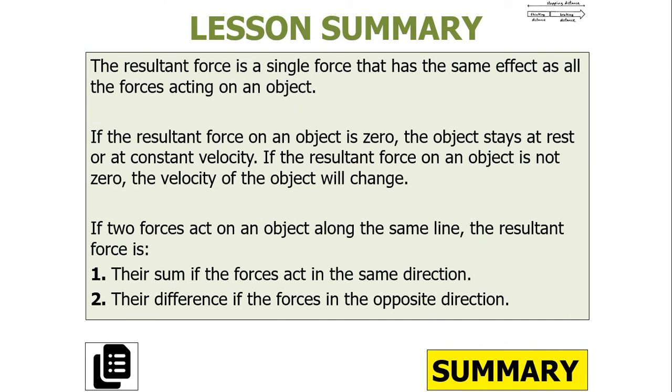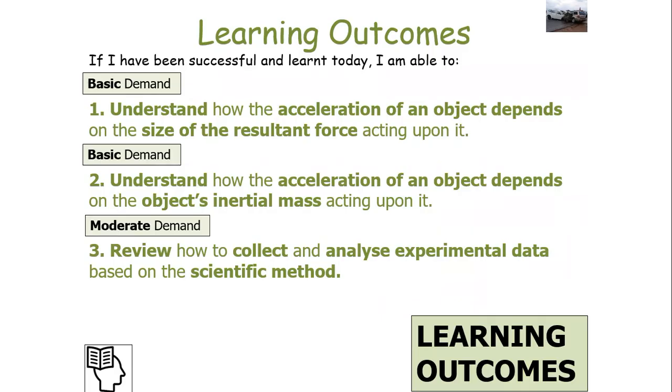Now, what have we learned in this particular lesson? That the resultant force is a single force that has the same effect as all forces acting on the object. If the resultant force on an object is 0, the object stays at rest or at constant velocity. If the resultant force on an object is not 0, the velocity will change. And if there are two forces acting on an object along the same line, the resultant force is the sum if they act in the same direction, their difference if they act in the opposite direction. Now, if we've been successful in today's lesson, we can understand how acceleration depends on the size of the resultant force acting upon it.